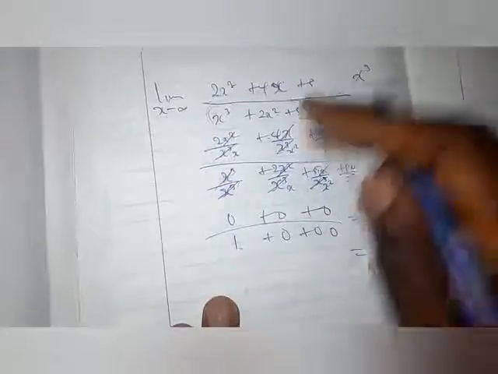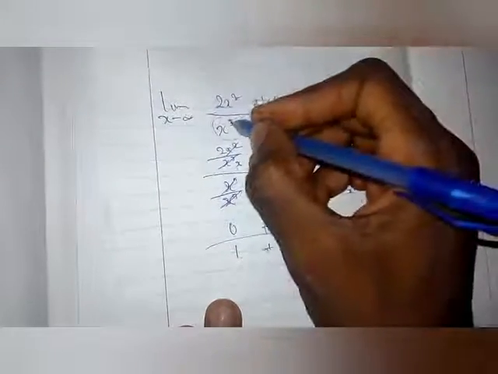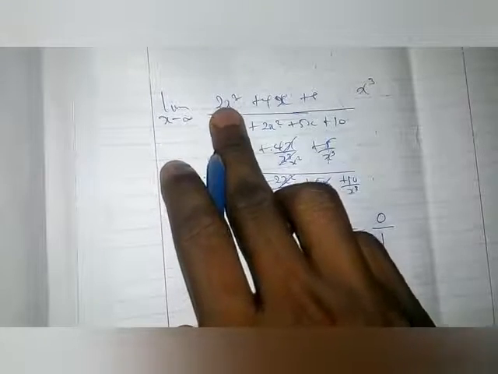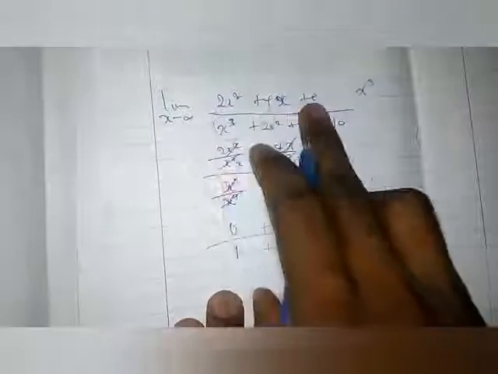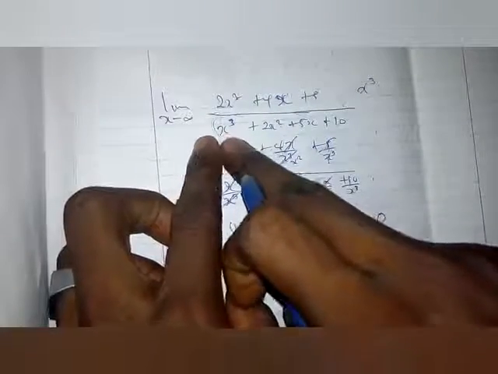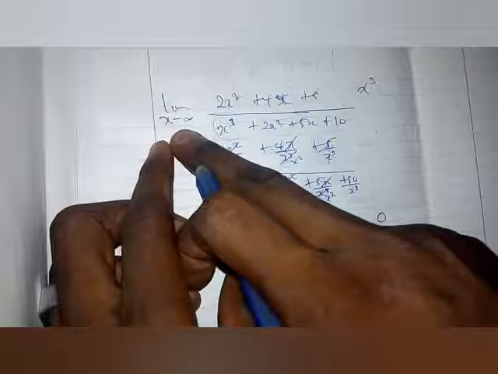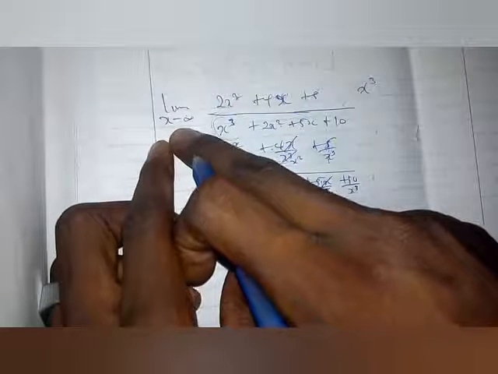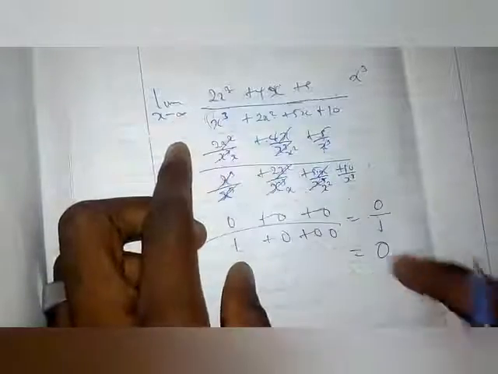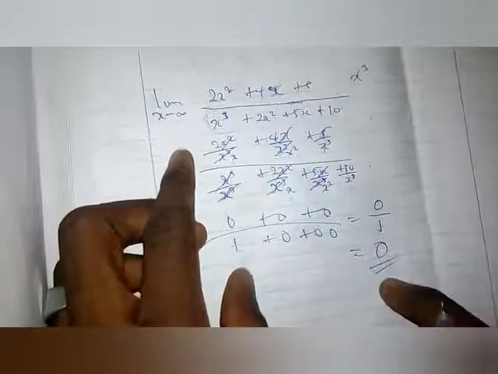So in short, whenever the highest degree is in the denominator and you are asked to find the limit of the function as x tends to infinity, your answer will be 0.